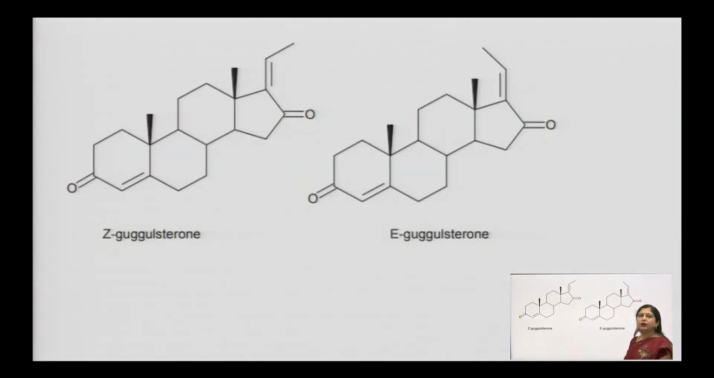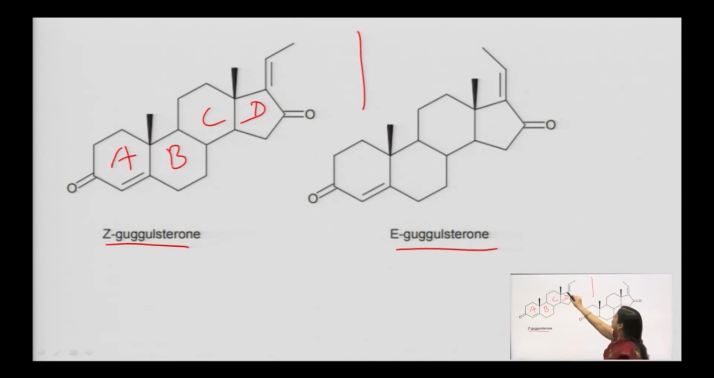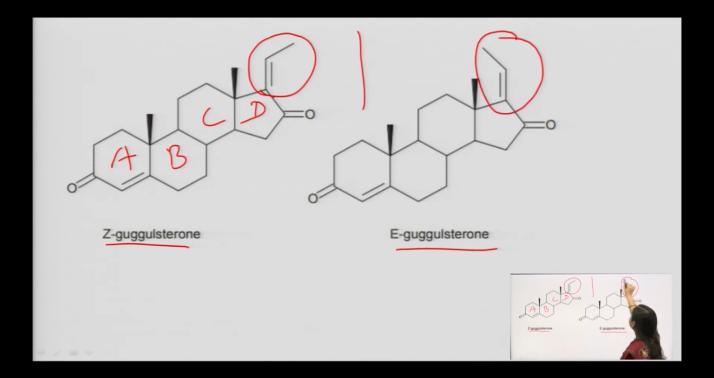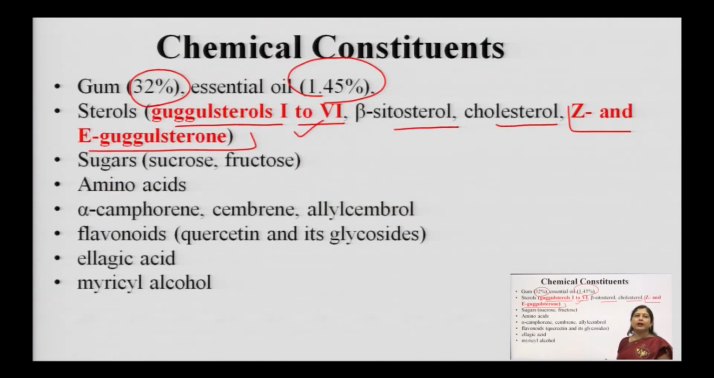Now, if we look at the structure of this, you can see that this is a steroidal ring. We have discussed steroidal ring in our earlier classes when we discussed glycosides. So, here it is having a steroidal ring, and we have 4 rings, A, B, C, D, and we have Z guggulosterone and E guggulosterone, which are the geometrical isomers. You can see the arrangement of this bond at C17. So, there is a difference in the arrangement of Z guggulosterone and E guggulosterone, because of which they are somewhat like a mirror image, and that is why the name is E and Z type, and both are very useful compounds responsible for their activity.